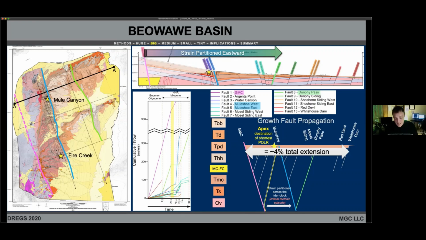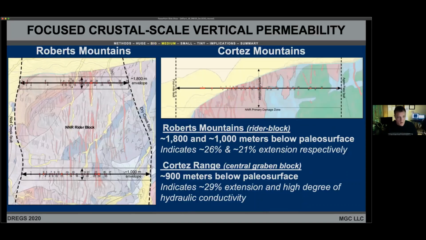We're just calculating extension based purely on heave alone. What we're discounting is how much extension is being accommodated for by magma injection into the crust. And then we'll see that's quite significant. We alluded to it by looking at those dike swarms in the Roberts Mountains. So that's where we're going to next.